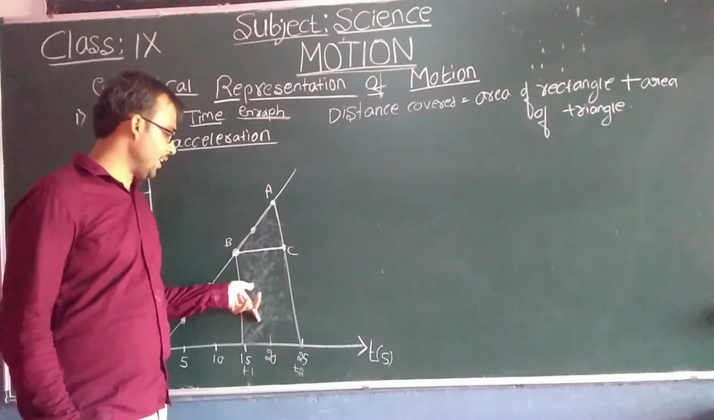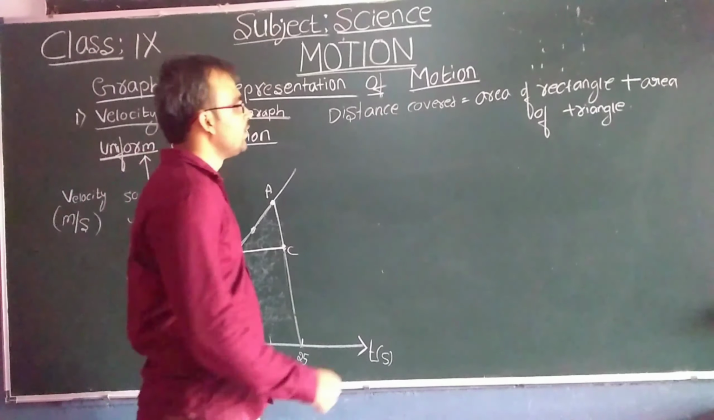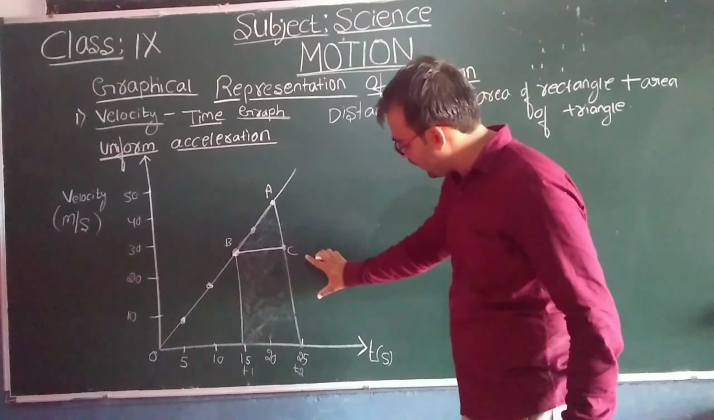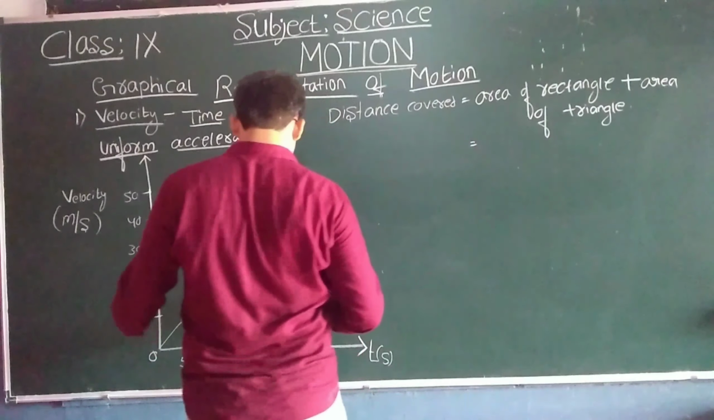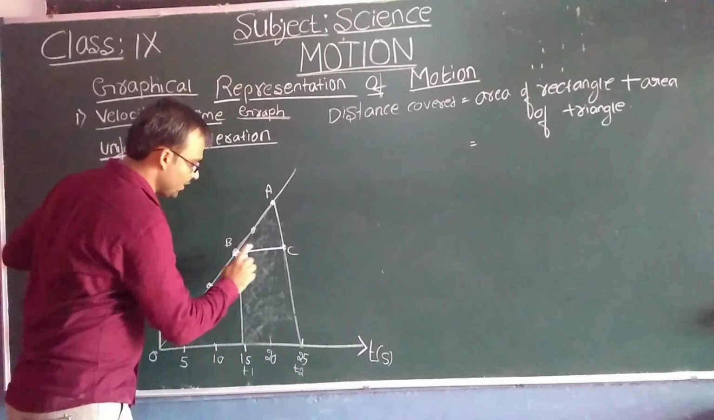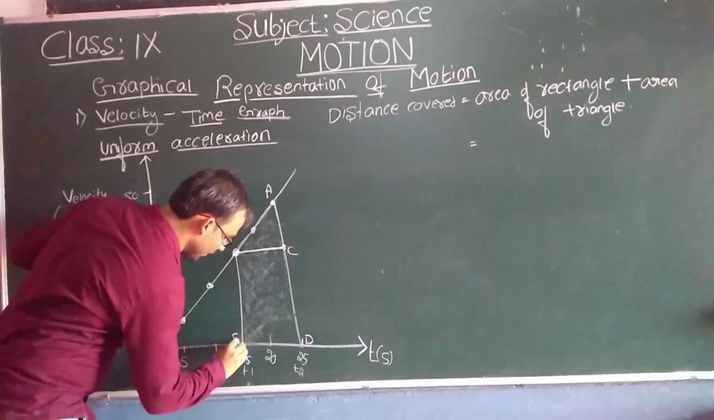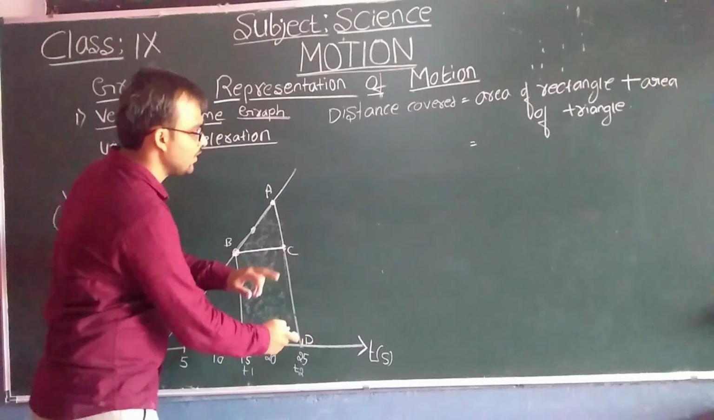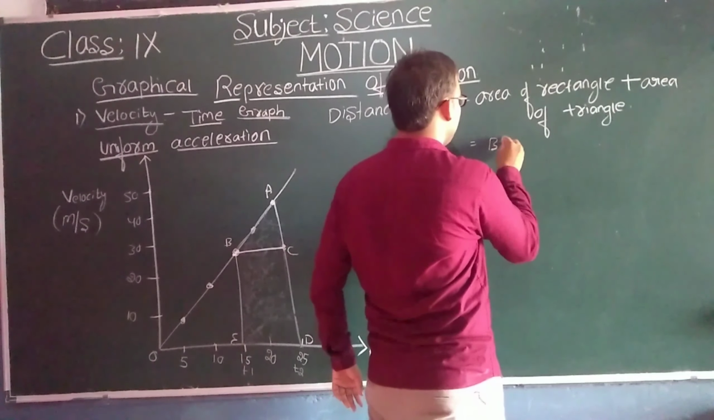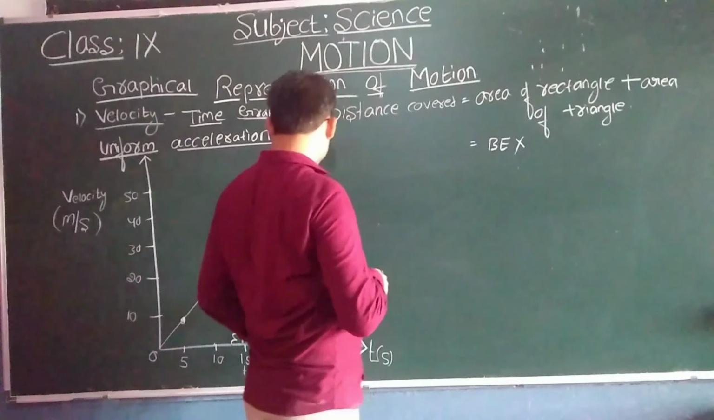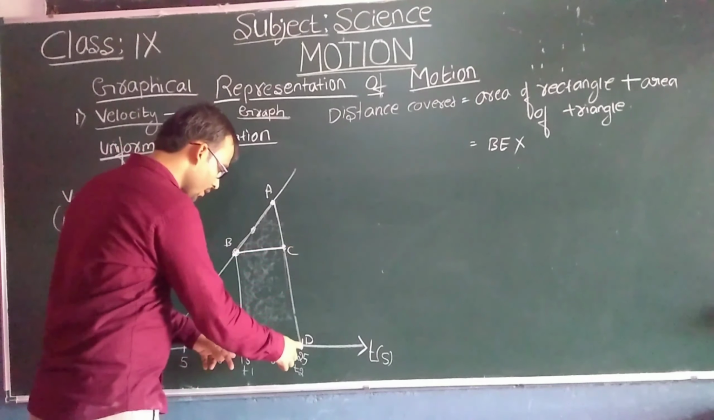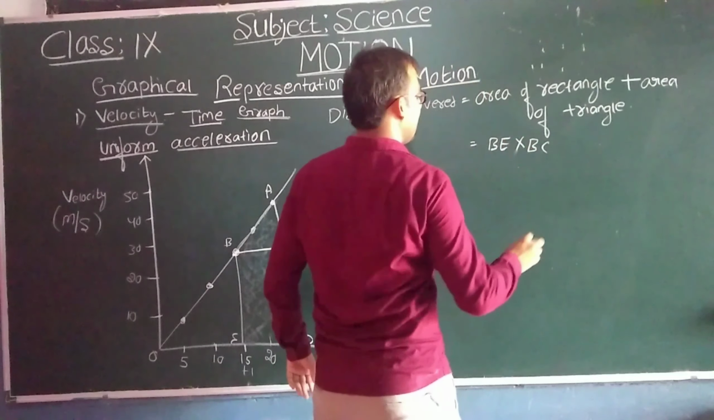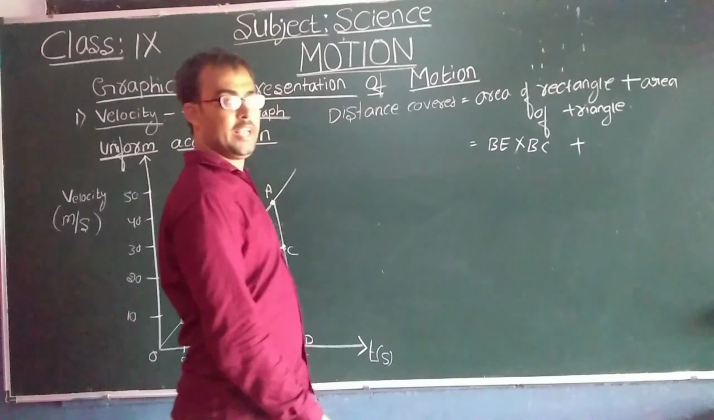So what is the area of the rectangle? Length into breadth. You can name the points A, B, C, D, E. You can mark the points. You can assume length as BE or CD. I am assuming BE. And breadth as BC or DE. I am assuming DC.